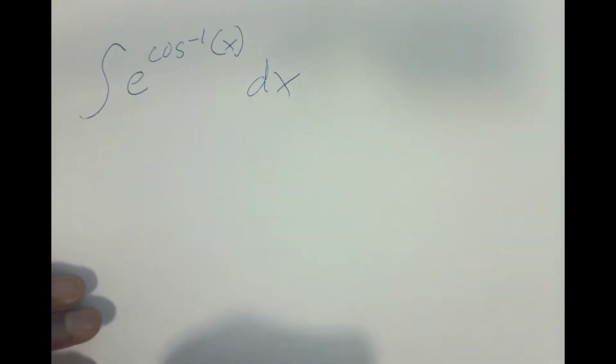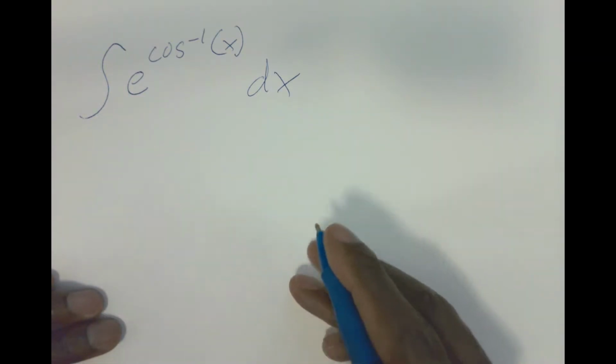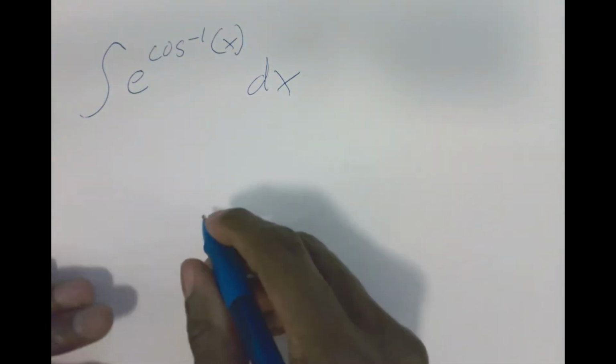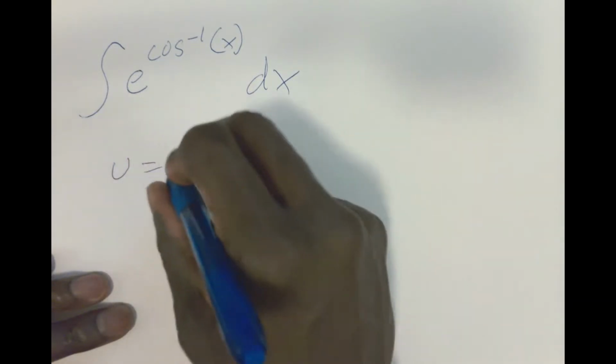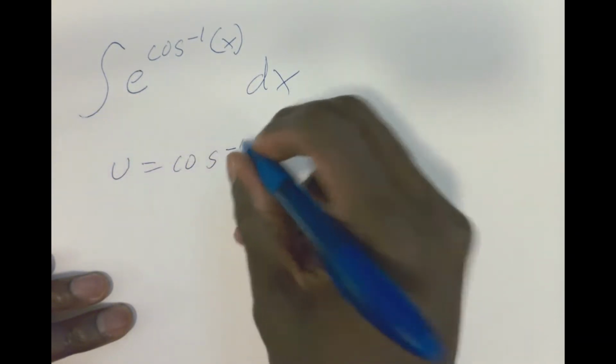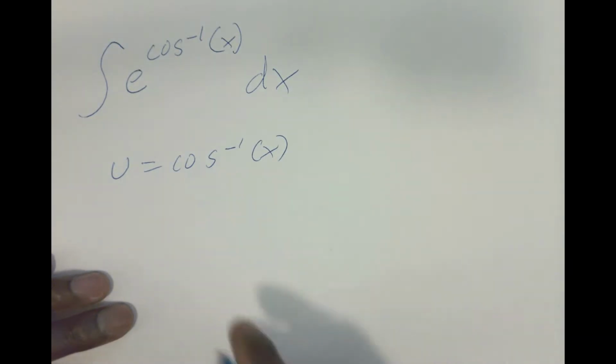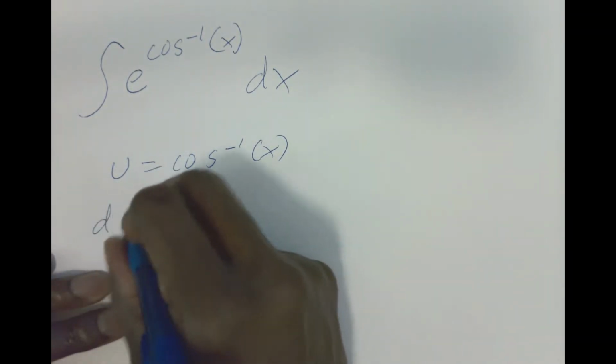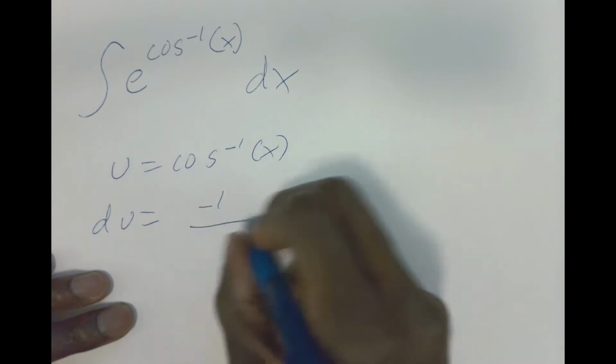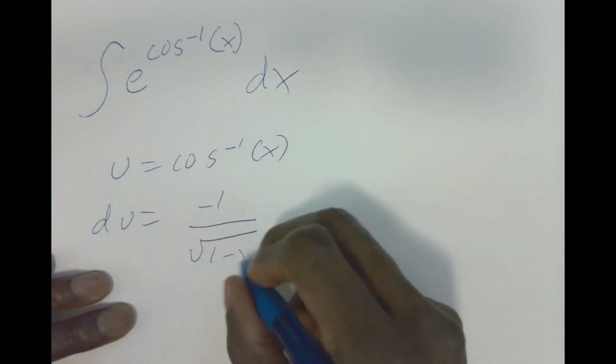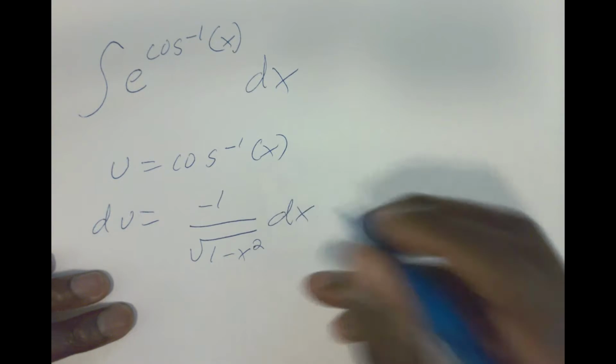So let's look at the integral that we have for today. We're integrating e to the power of arc cosine x, right? So here, let's use our tool of choice, which would be u-sub. If I'm going to do u-sub, obviously I'm going to make u equal the arc cosine of x. Okay, so once we do u, we do du. And so du would be -1 over the square root of 1 minus x squared dx.